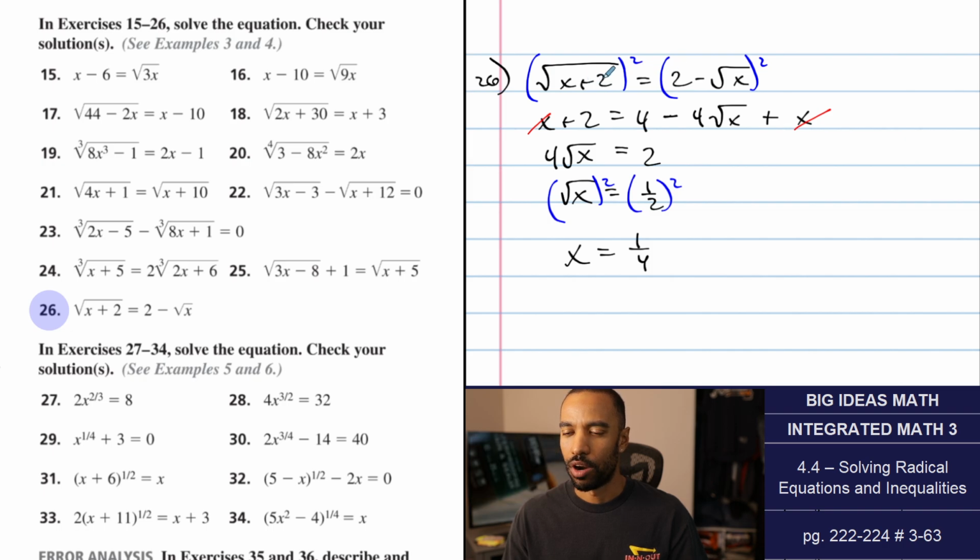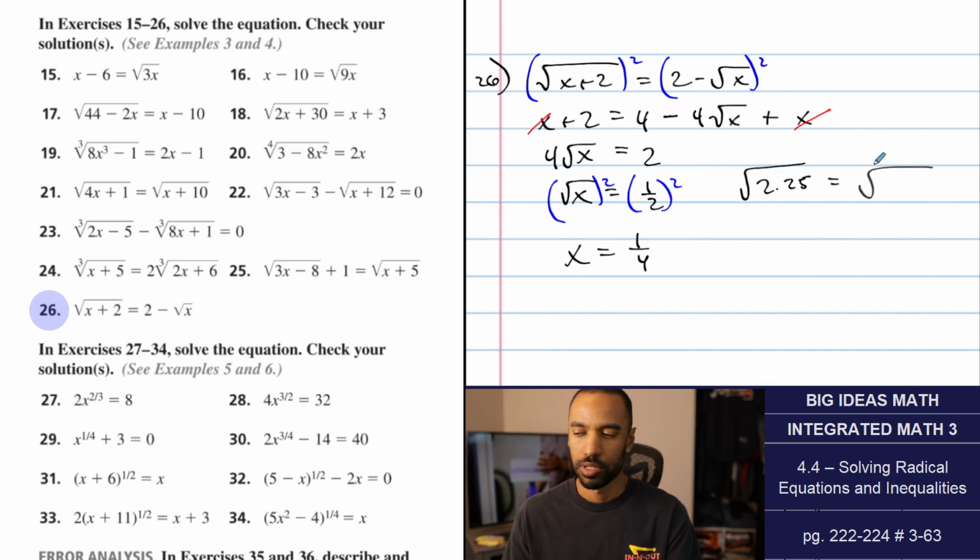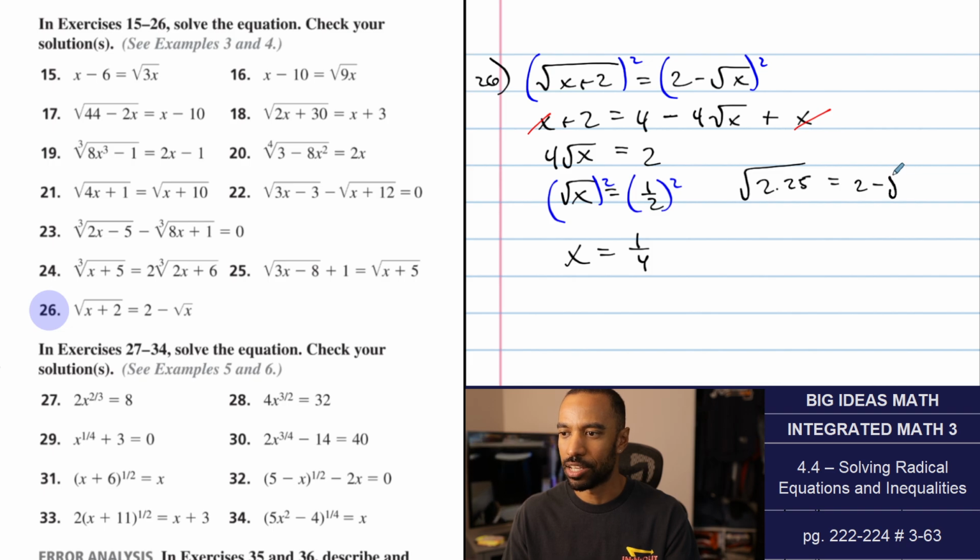Before any squaring, 1/4 plus 2, I mean, we can call it 2 1/4. Let's just call it 2.25. We have the square root of 2.25 on one side. And over here, we have 2 minus the square root of 1/4. So 2 minus 1/2.